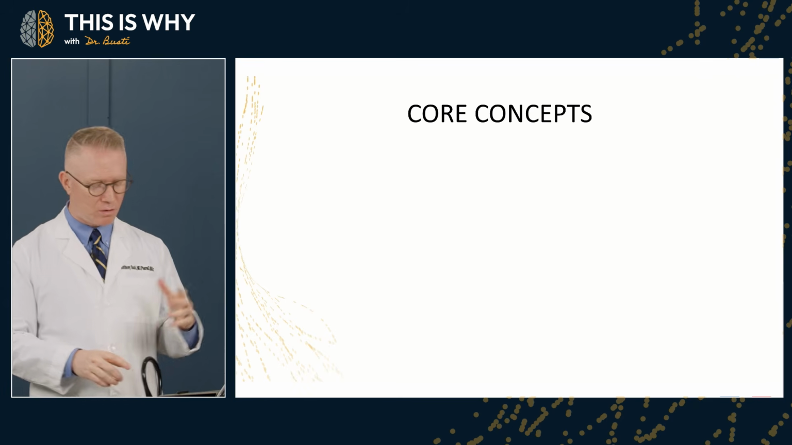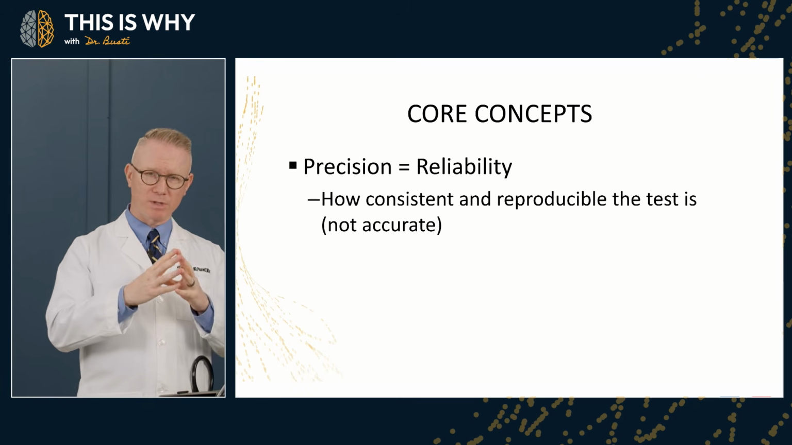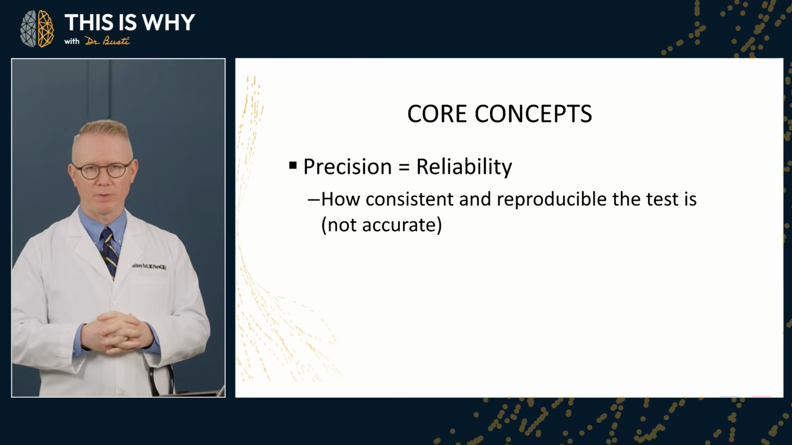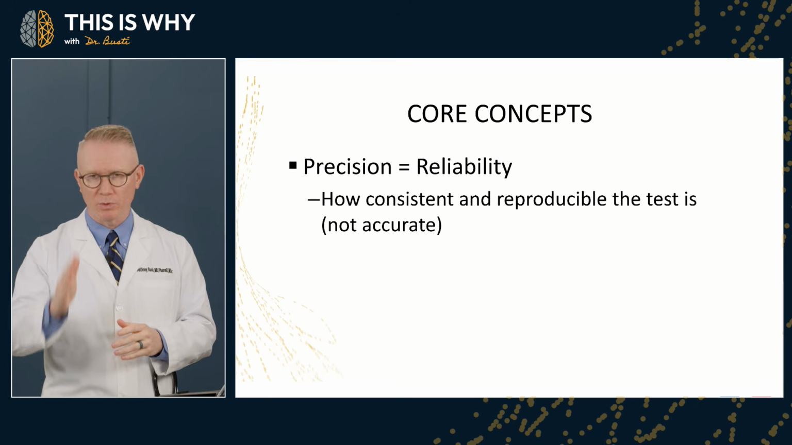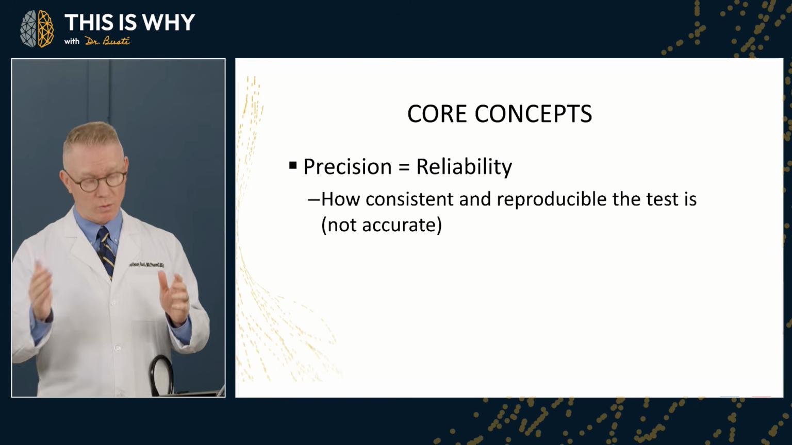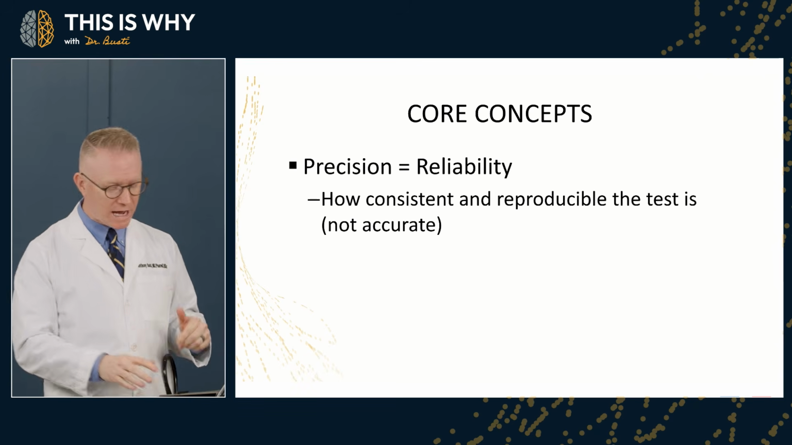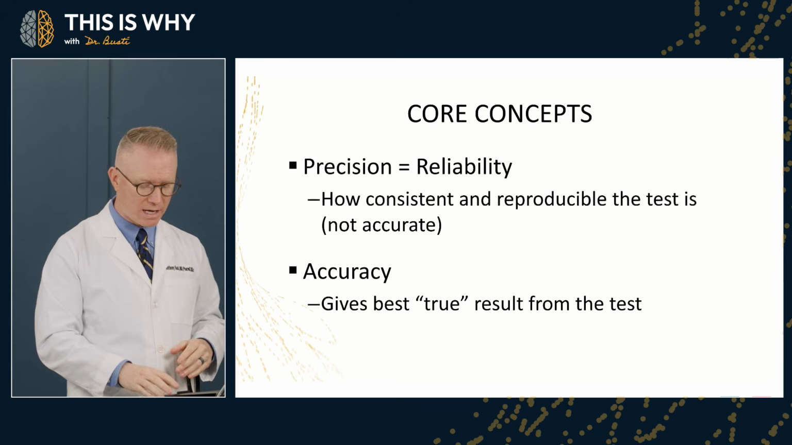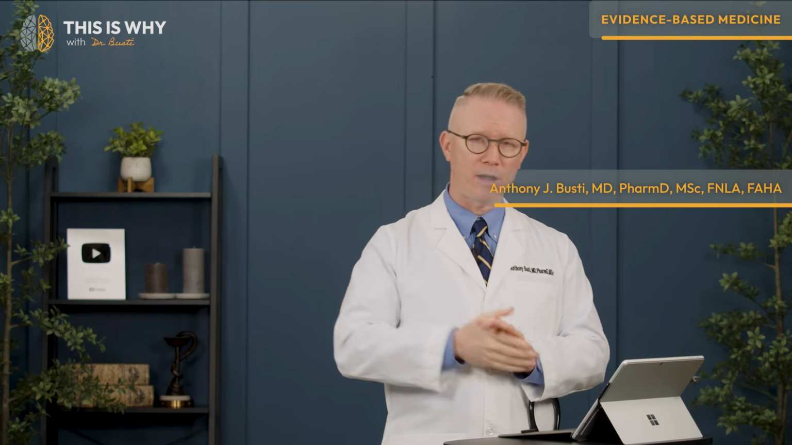So, core concepts on this particular topic: precision is about reliability, reproducibility. How consistent and reproducible are those results? They may not always be accurate. We want them to be, but that's where accuracy comes in, that is the trueness of the results from that test. And we want to make sure that we are doing our best to merge both of those and remove bias and random error from that process in the measurement.